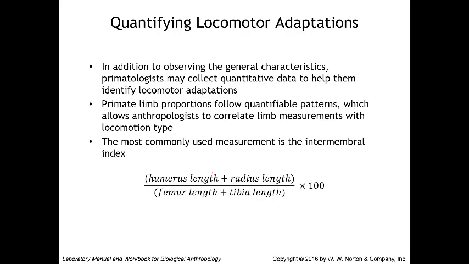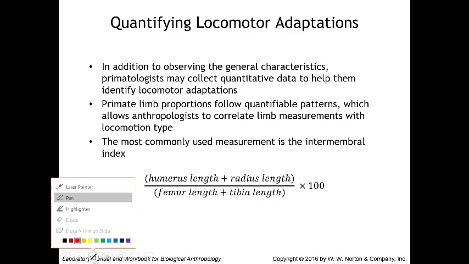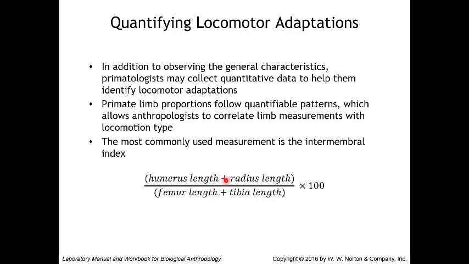The most commonly used measurement is the intermembral index. Inter means between, and membral means limbs. So intermembral means between the limbs. The intermembral index is a ratio of the forelimb length to the hind limb length. This is our equation here, and I'm going to talk you through it. To calculate it, primatologists measure the length of the humerus and the length of the radius. The sum of those two measurements, humerus length plus radius length, is the overall forelimb length.